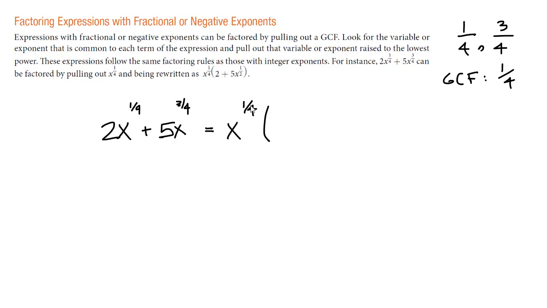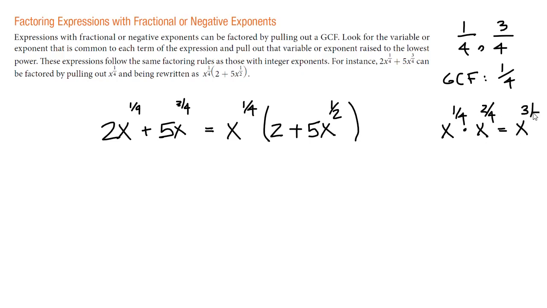So what do I multiply x to the power 1/4 by in order to get 2x to the power 1/4? Well, that's just 2. And then what do I multiply x to the power 1/4 by in order to get 5x to the 3/4? So here I need 5x to the 2/4, right? 2/4 is 1/2. Because remember, if I have x to the power 1/4 times x to the power 2/4, or 1/2, I add the exponents together and that gives me x to the power 3/4.